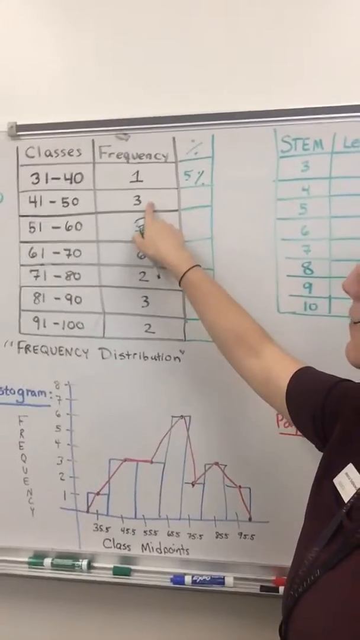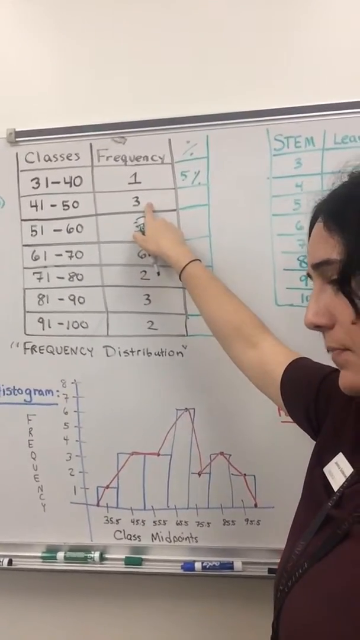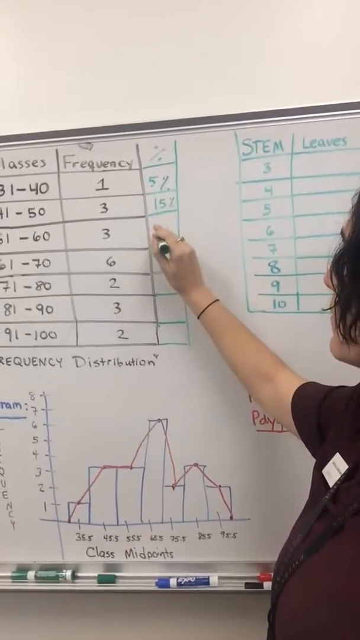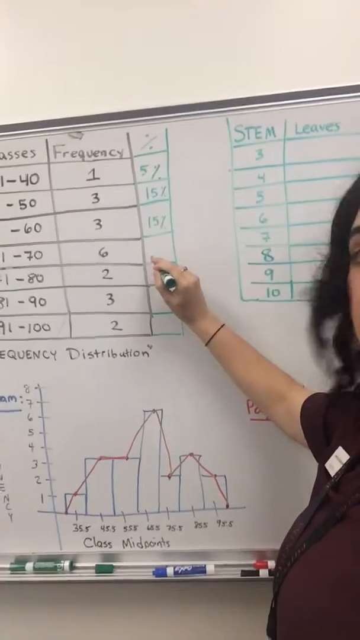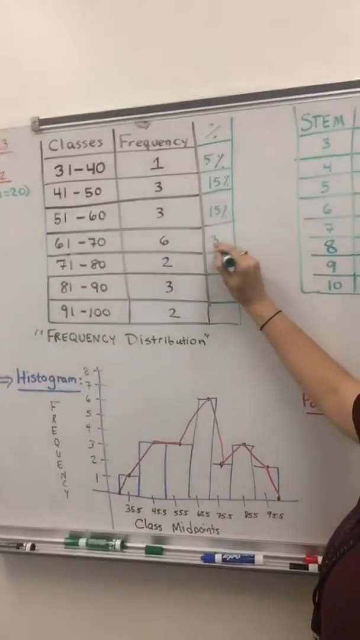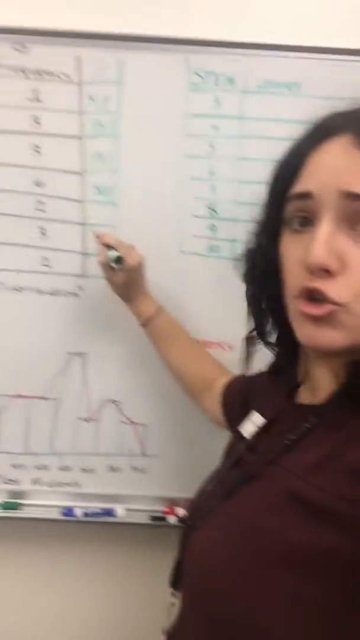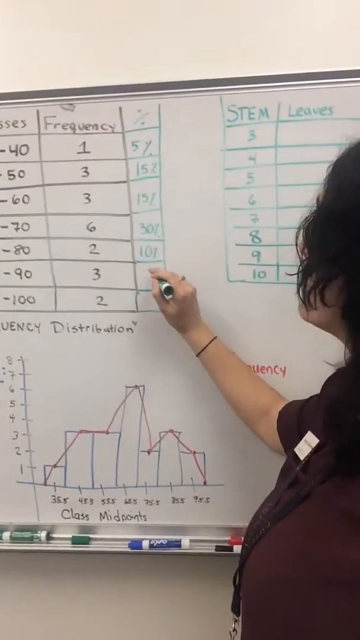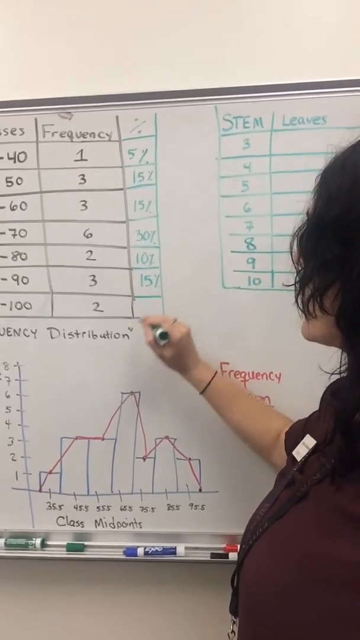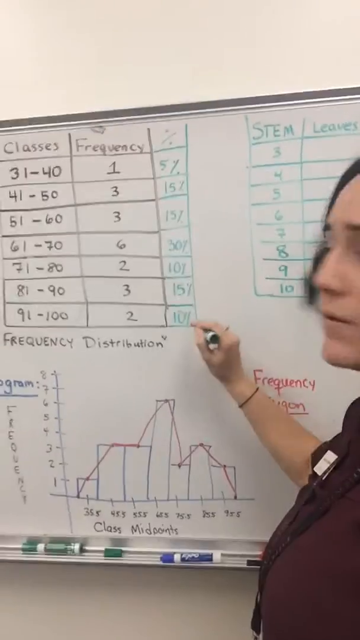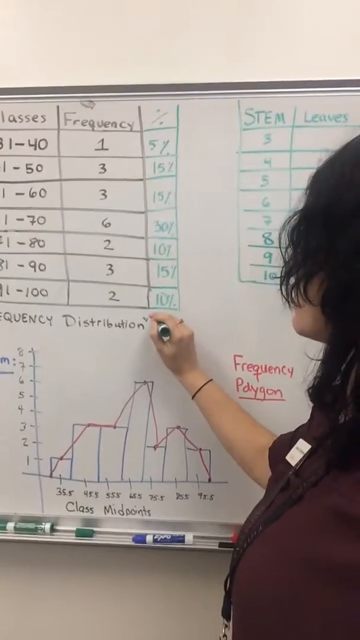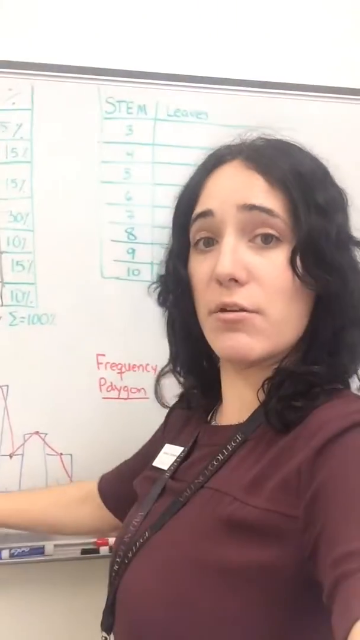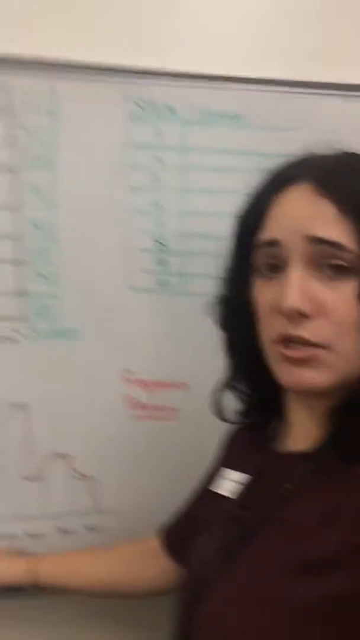Next up, 3 out of 20 gives us our percentage of 15%. Another 15% for 3 out of 20. 6 out of 20 is 30%. 2 out of 20 is 10%. Again, 3 out of 20, 15%. And 2 out of 20, 10%. Notice if we add up these percentages, their sum should be 100%. So now it's just a matter of creating a circle graph based on those percentages.